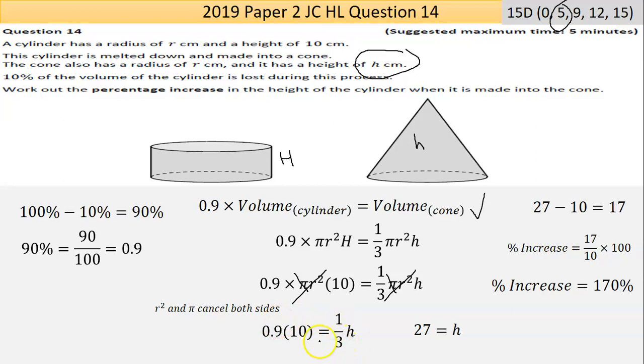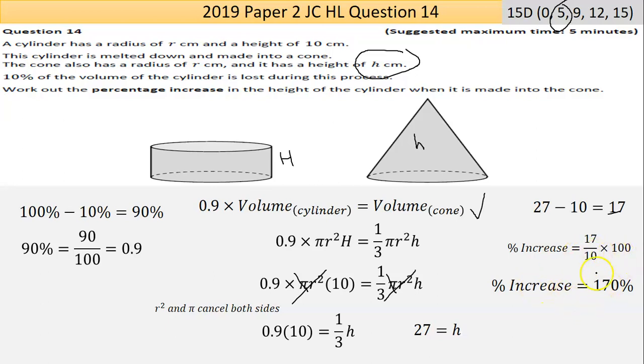Now I've just taken a little bit of liberty here for space, but basically 0.9 times 10 is 9. Bring this 3 over, it becomes multiplied. So 9 times 3 is 27, which is equal to our height. So what's the difference between the two heights? Well, we know this is 10, we know this is 27. The difference is 17. And that feeds into our percentage increase formula, which is the difference over the original, all multiplied by 100.